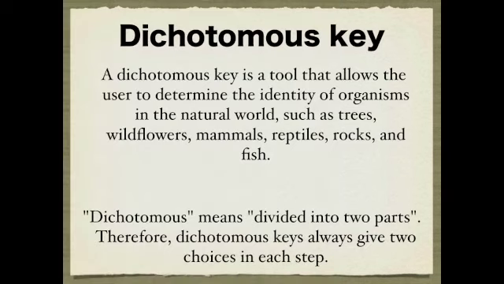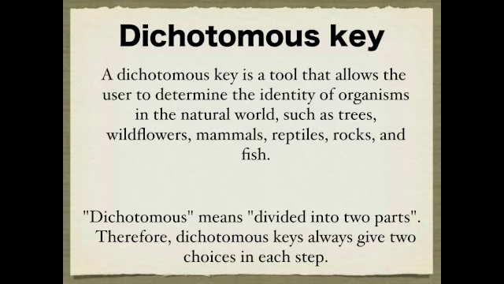Now, one tool that allows scientists to determine the identity of organisms is a dichotomous key. Remember, we're looking at the prefix. Here we have the prefix di. Di also means two, just like bi and di both refer to the number 2. This is going to be a key that is going to be divided into 2 parts.